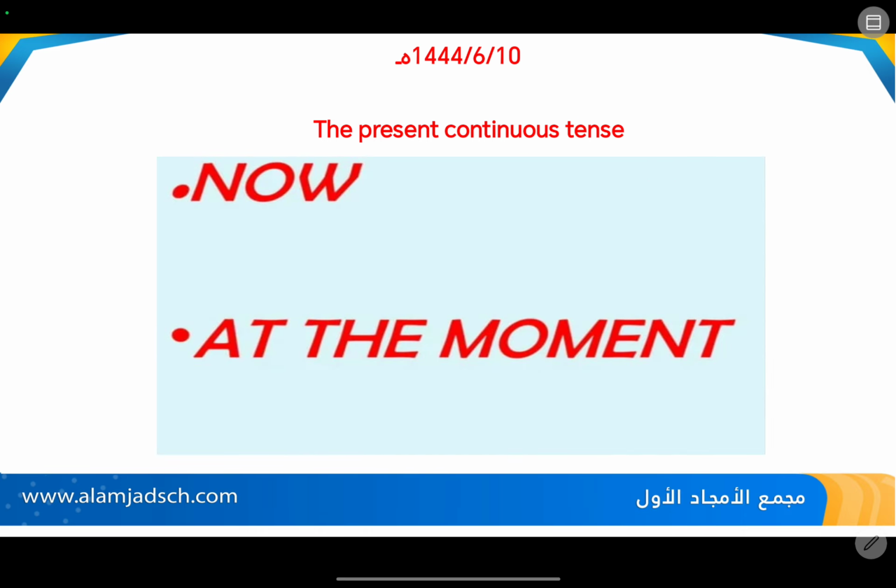For the present continuous tense, we have two words to express this tense. For example, we have now and at the moment.